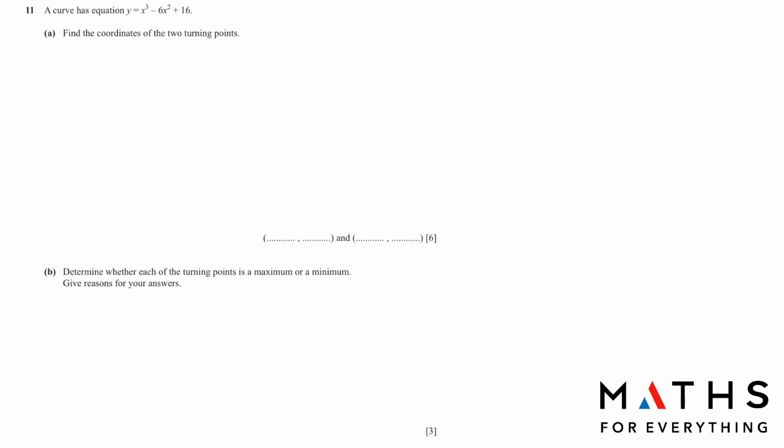Question number 11. This question is from the new syllabus. A curve has equation y is equal to x cubed minus 6x squared plus 16. Find the coordinates of the two turning points. To find the coordinates of the turning points, we have to differentiate. I will put a link down so that you can watch on how to differentiate.